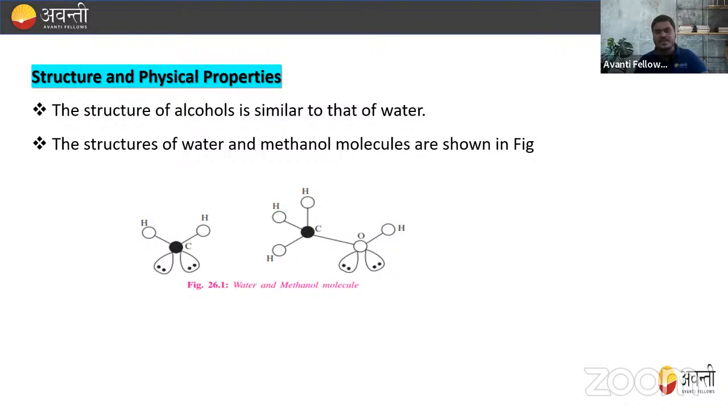Now quickly see the structure and physical properties of alcohol. The structure of alcohol is similar to that of water. In case of water, we have 2 H and 1 O. In case of alcohol, instead of 1 H, we have one R, that is an alkyl group. So the structure of water and methanol molecule is shown in the figure. For ROH, we have R, O, and H. In case of water, we have H and OH, so in place of R, we have H in water.